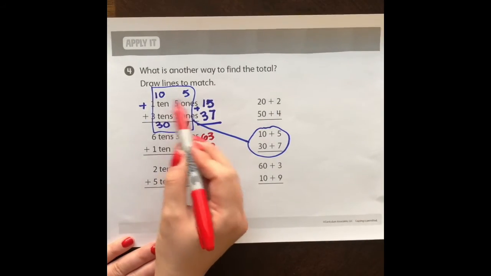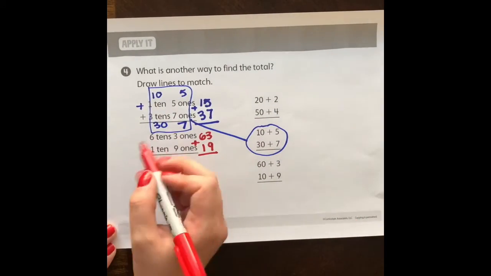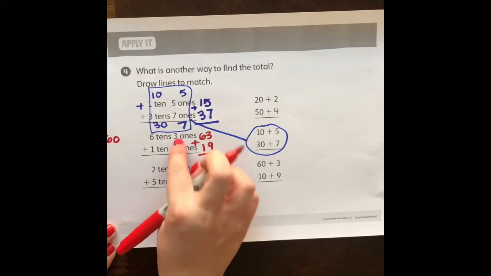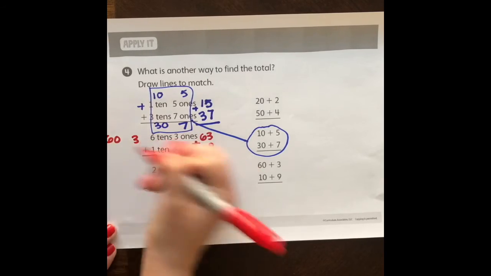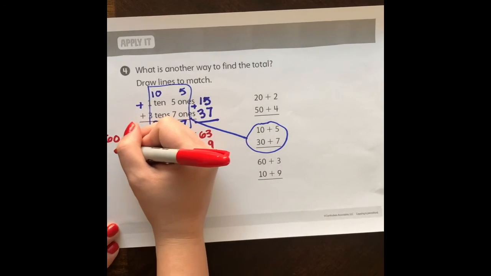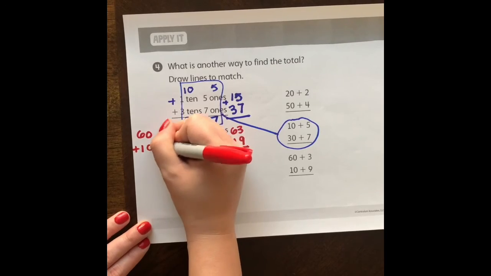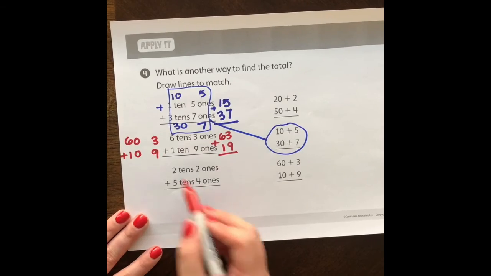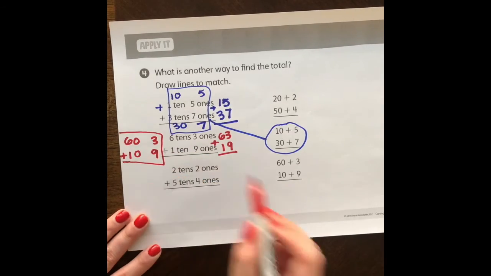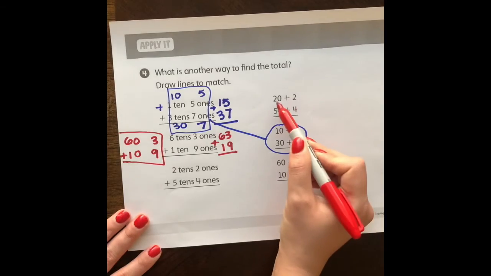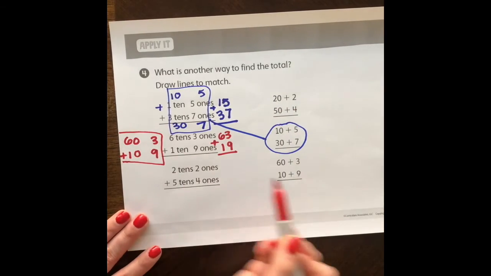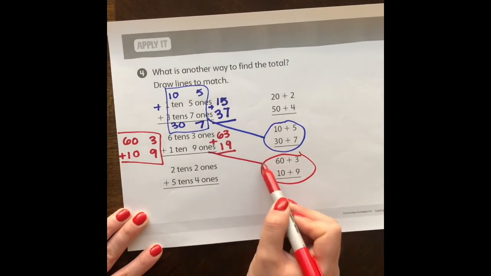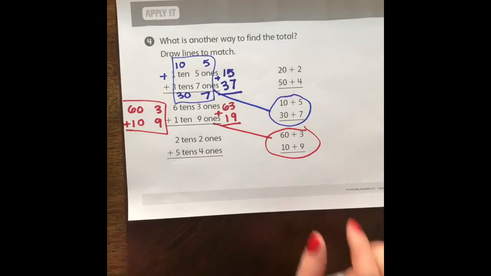When we're writing it in simpler form like this, all we're going to do here is write 60, because 6 10s is 60, and then 3 1s. And then here, 1 10 is just 10, and 9 1s, we're just writing a 9 there. So, do we see something that looks like that? That says 20 plus 2, that can't be right. 60 plus 3, that looks right. Let's draw a line here, and let's work on our last problem.